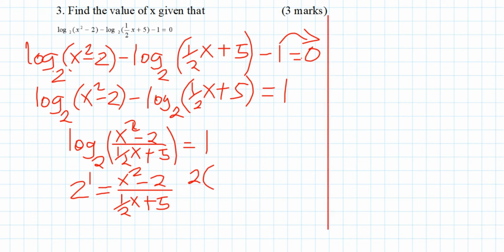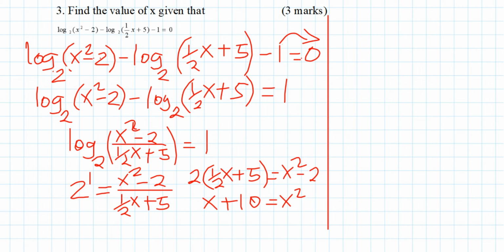So when we multiply both sides with our denominator, we are going to obtain 2 in brackets half x plus 5 equals x squared minus 2. And so now the left hand side is going to give you x plus 10 equals x squared minus 2. So then we can rearrange this into a quadratic equation, whereby when we rearrange, we are going to get x squared minus x minus 12 equals 0.